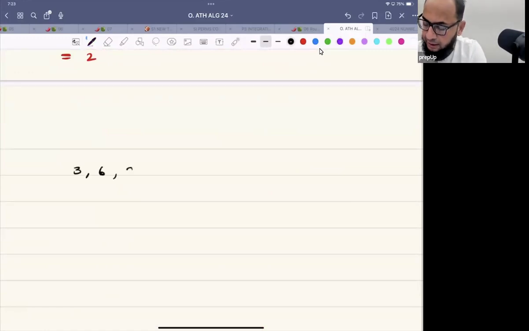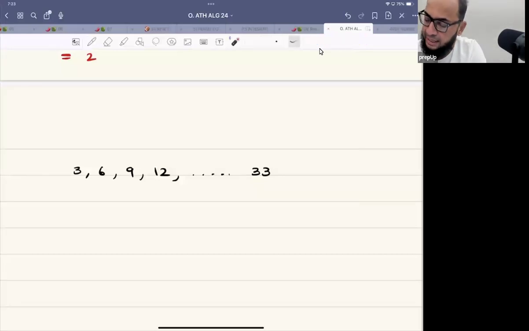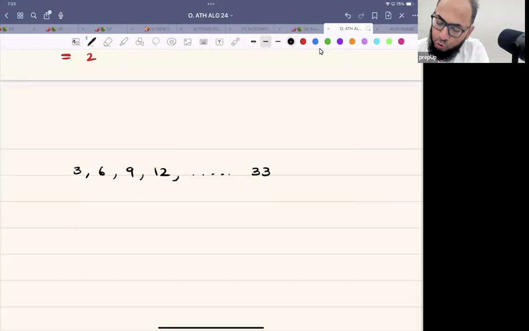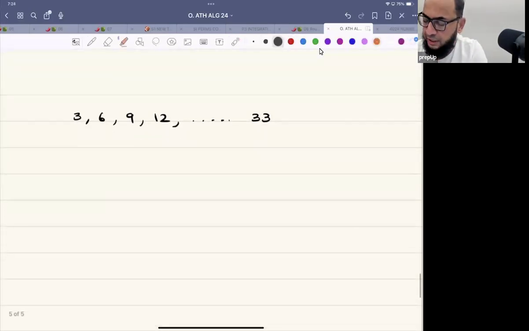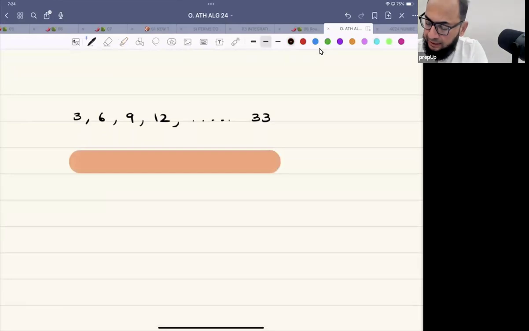Let's say 3, 6, 9, 12, and so on. These are multiples of 3. Remember, I have 33. I can count on my fingers that this one is the first term, second, third, fourth, and this is the 11th term. 3 elevens are 33. But I want to use the formula. So let me write down the formula over here: Tn is equal to A plus (n minus 1) into D.